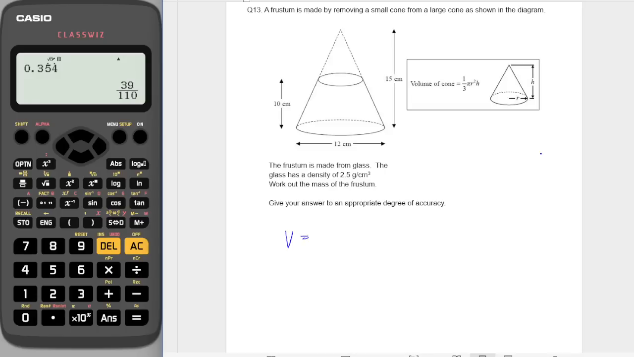I'm going to take 1/3 π out, and then I'm going to say it's going to be equal to the larger radius, so 6 squared times h, 6 squared times 15, minus the volume of the smaller one. We do not know that at the moment. However, what we can say is, using a scale factor, I should have done this first probably.